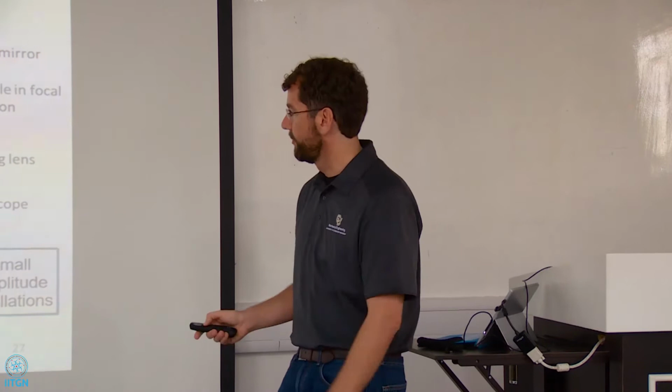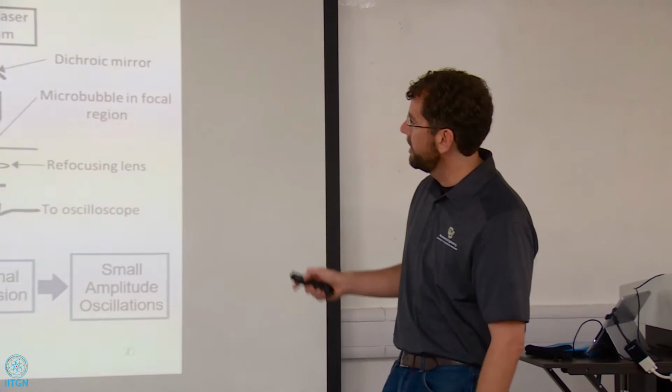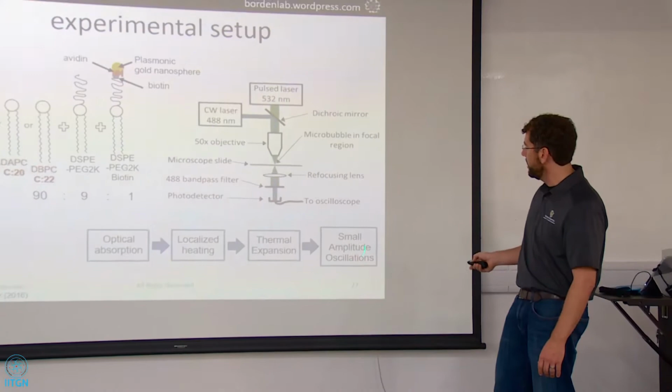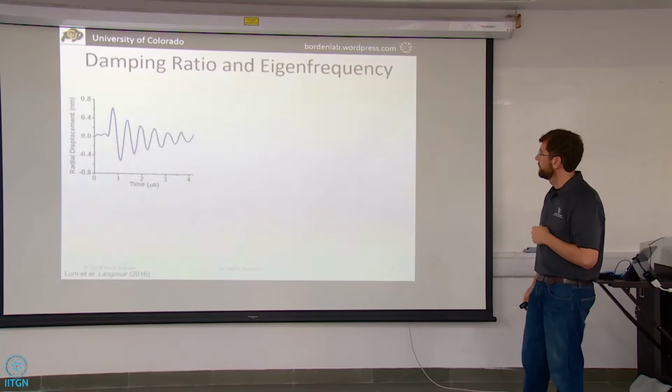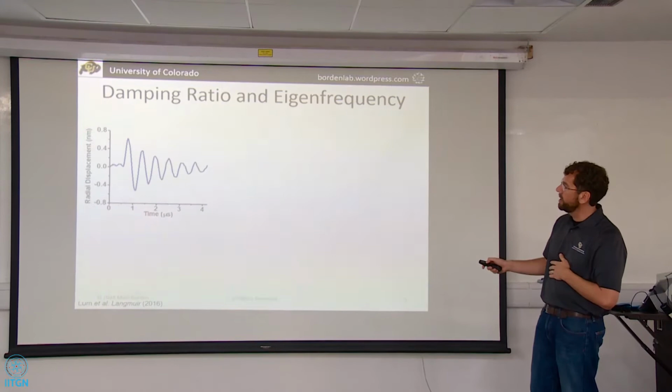So the mechanism is optical absorption of the pulse laser by the nanoparticles, localized heating, thermal expansion of the gas core, and then ring down of the bubble, because this is a pulse laser. So it's like a delta function. You hit it, and then see how it responds. This is what the actual data look like. This is in units of nanometers. These are sub-nanometer oscillations. Okay?